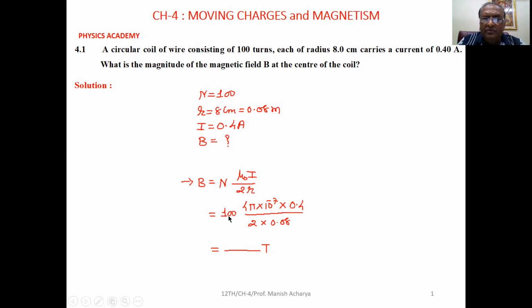N is given to you, 100. Mu 0, that is 4 pi into 10 raised to minus 7. Current I, that is 0.4 ampere. 2, and radius R, that is 0.08 meter. Now solve this one, you will get the answer. Clear to all of you?